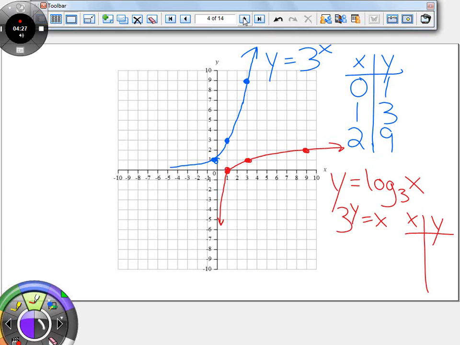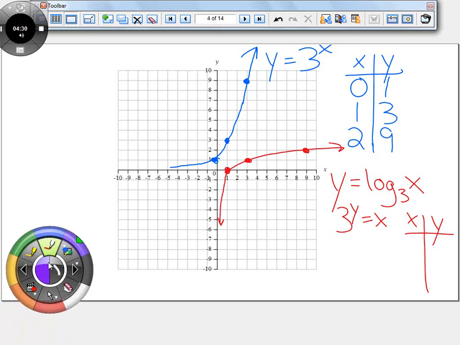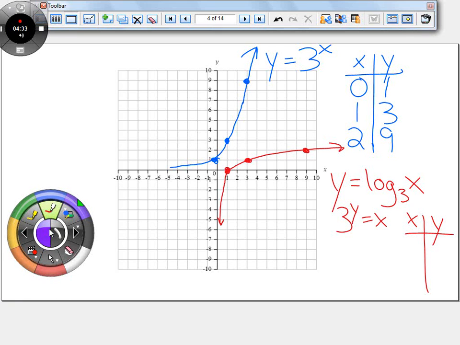This is showing the connection between exponential functions and logarithmic functions. So exponential, y equals 3 to the x, and I plotted some points. Then if I switch my x and my y, I get a log function. If I want to plot some points, I would choose some y coordinates. Let's say I chose y equals 0. That would be 3 to the 0 equals x, so x would equal 1. That's why I'm getting these numbers. So 1, 0, that's what that is.